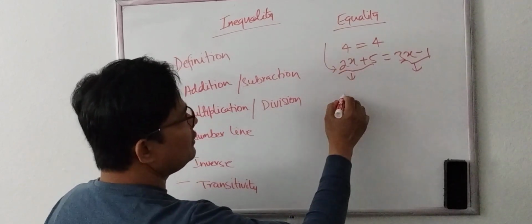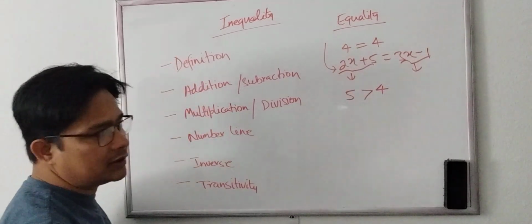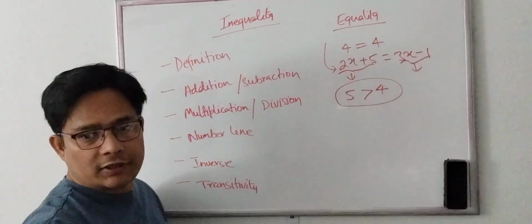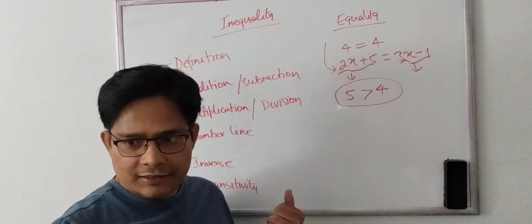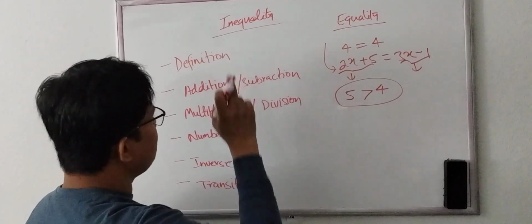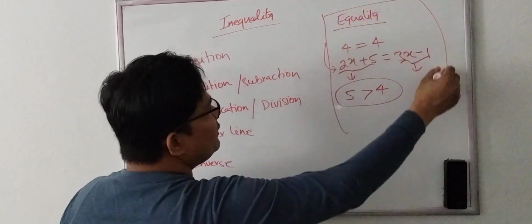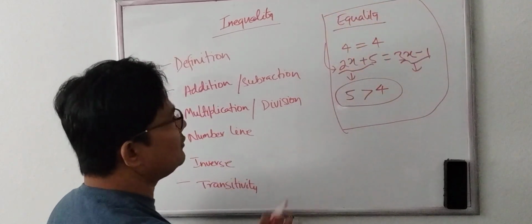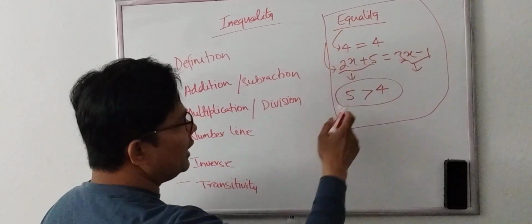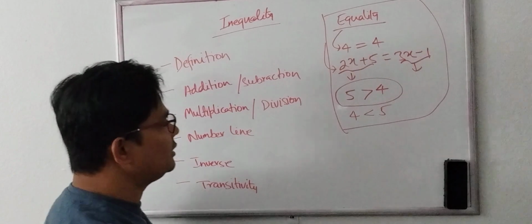Now if I say 5 greater than 4, it's not equality, it's inequality. So basically there are two things: one, greater than; second, less than. There is another thing we'll talk about in the definition. So these are the basic differences between equality and inequality. When you have an equal sign, it represents equality. When you have greater than, or 4 less than 5, it's inequality.